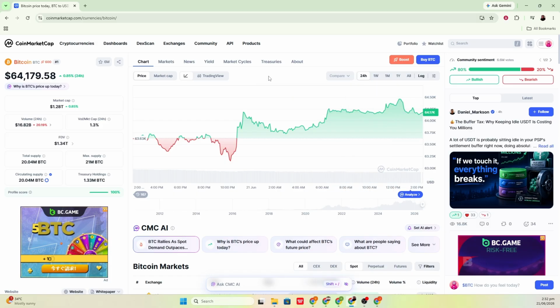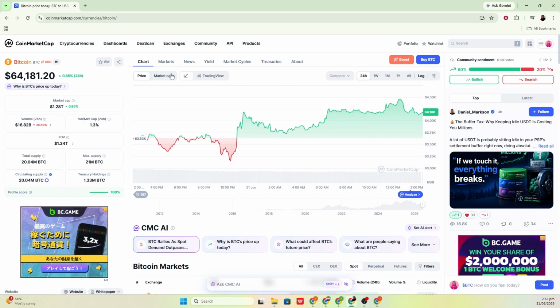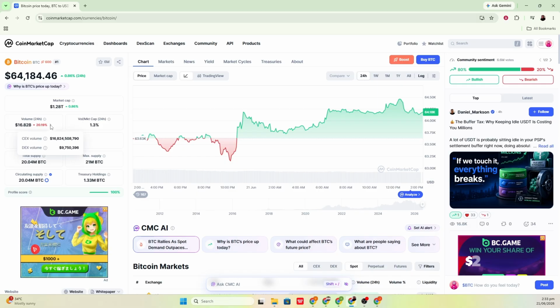Continue reviewing the volume metric together with the price chart and other available information on the cryptocurrency page. Remember to use volume information together with the other data available on CoinMarketCap. Volume helps you review trading activity, but it does not determine price movement by itself.